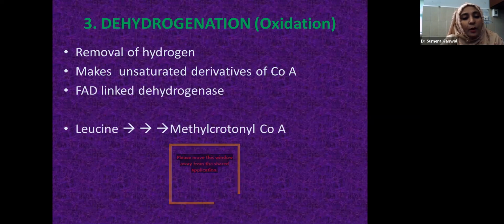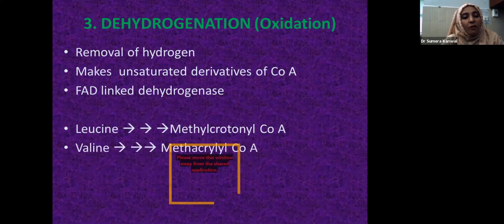So leucine, upon transamination, oxidative decarboxylation and dehydrogenation, becomes methyl crotonyl CoA. Valine, upon transamination, oxidative decarboxylation and dehydrogenation, becomes methacrylyl CoA.